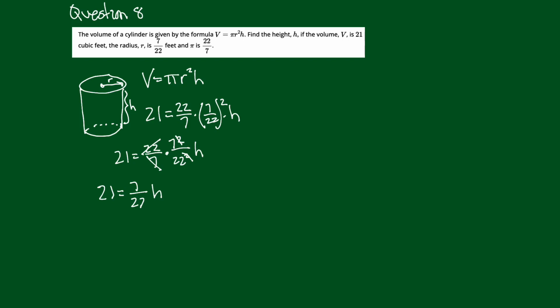Now, we can solve for h. Multiply by 22/7. I'll get 21 times 22/7 is equal to h. Now divide by that number. So I'll get 21 times 22 over 7. That's h. And on my calculator, here's what I'm going to do. 21 times 22, divide that by 7. I get this. h is equal to 66. But h equals 66 is not the answer. The answer is 66 feet.